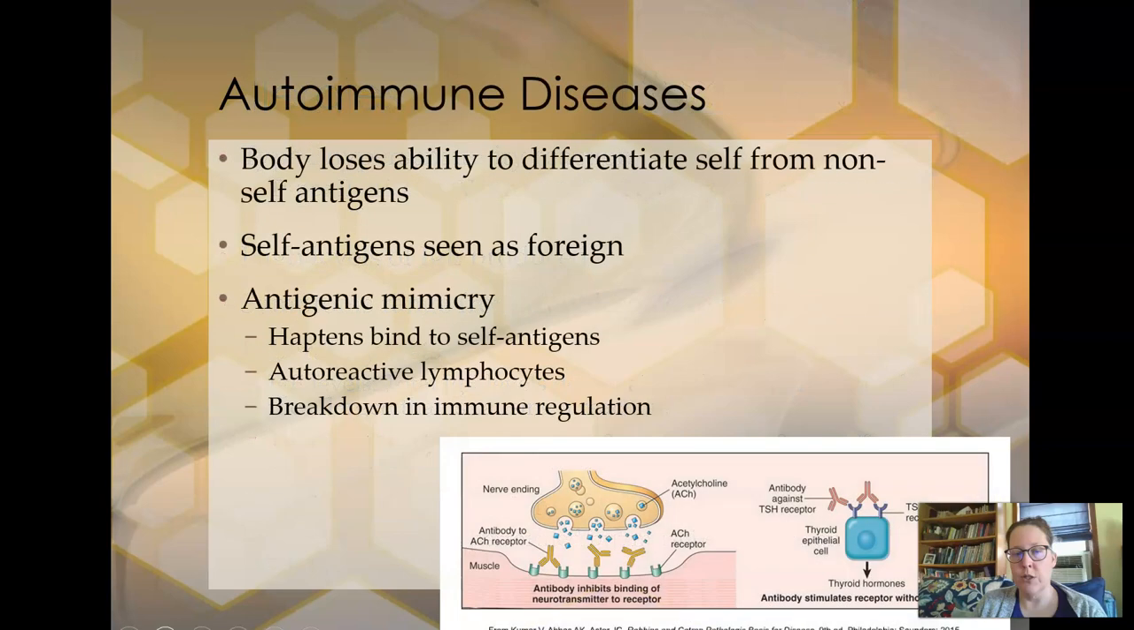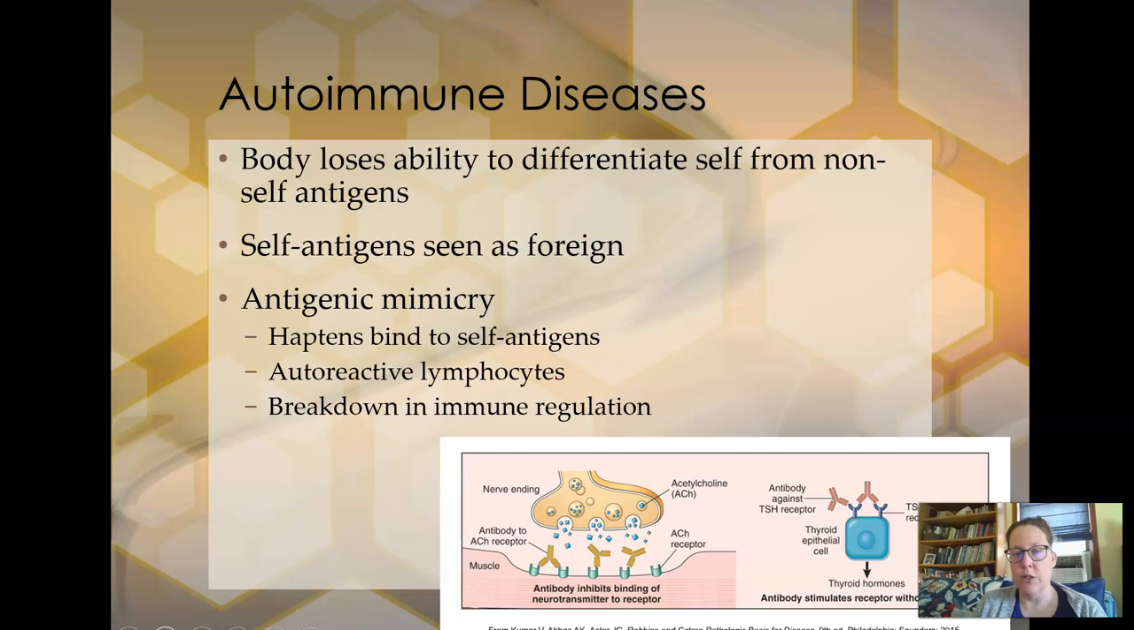Okay, so let's get into autoimmune diseases. In autoimmune diseases, the body loses the ability to differentiate self from non-self. Self-antigens are seen as foreign, and then that tissue is destroyed. One of the theories behind autoimmune diseases is antigenic mimicry. A hapten, a really small molecule, binds to a self-antigen, and all of a sudden that looks like a pathogen of some sort, and your body decides to attack it.